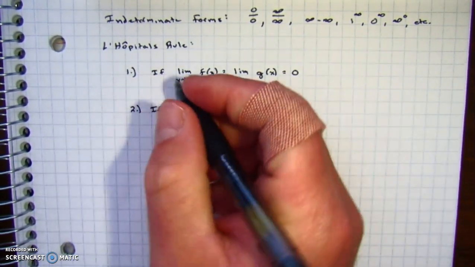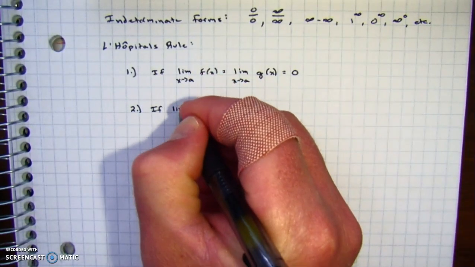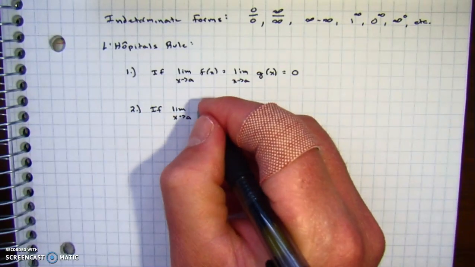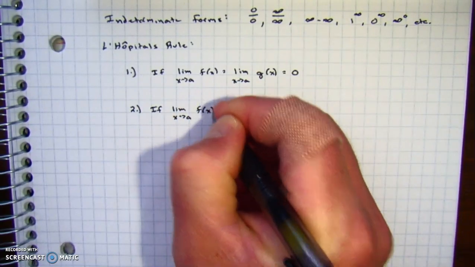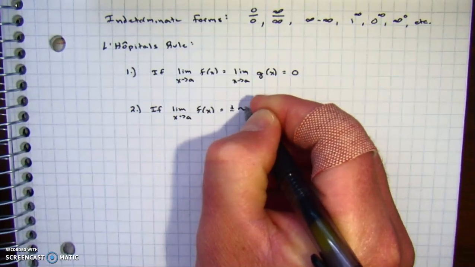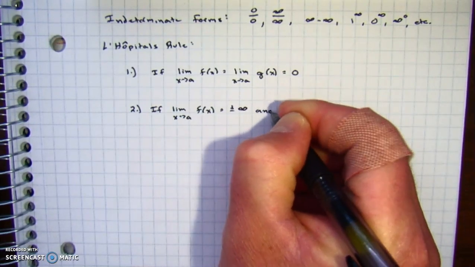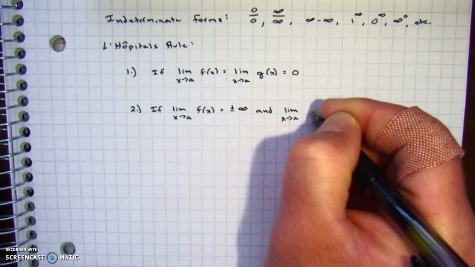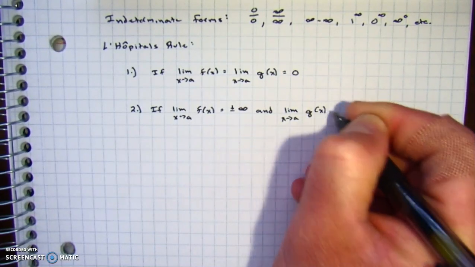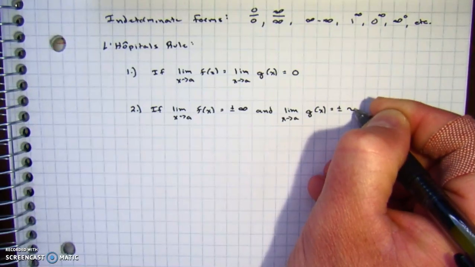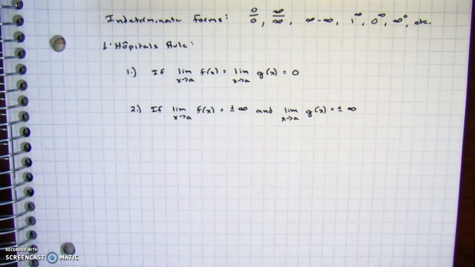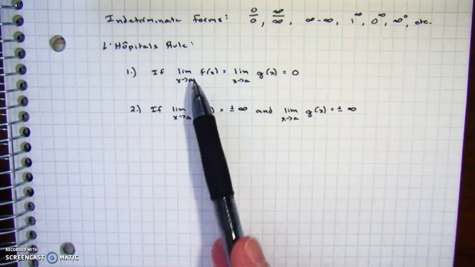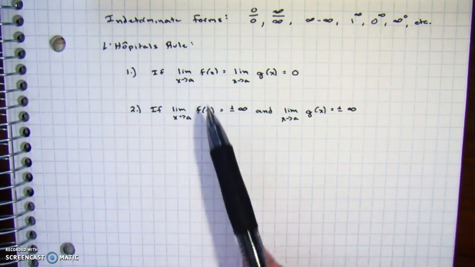And the second case, if that one's not met, then if the limit as x approaches a of f of x equals plus or minus infinity, and the limit as x approaches a of g of x equals plus or minus infinity. So you have to have one of these two met. If you have both, or one of these, I guess it couldn't be both.